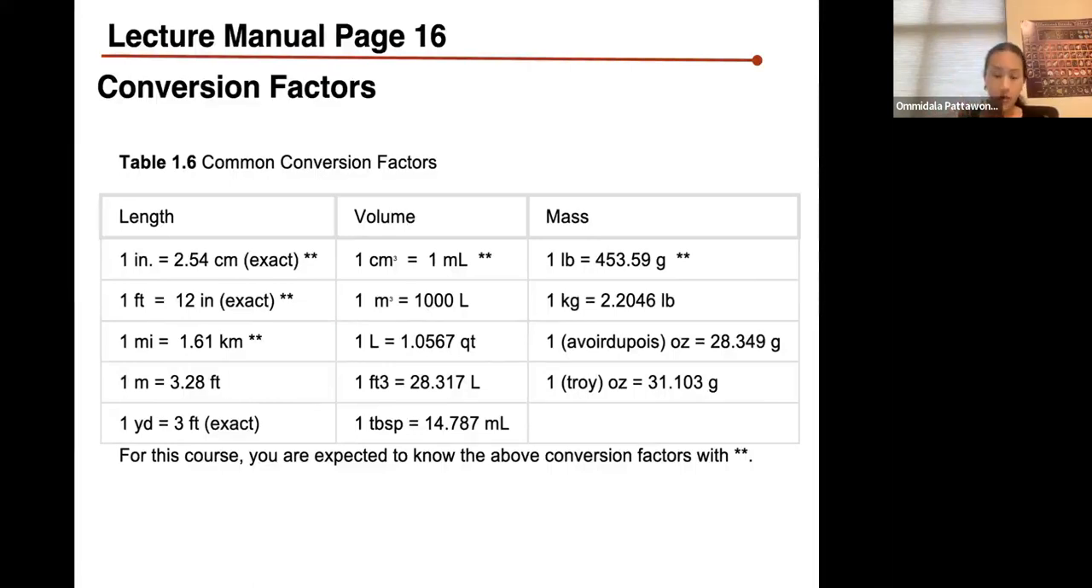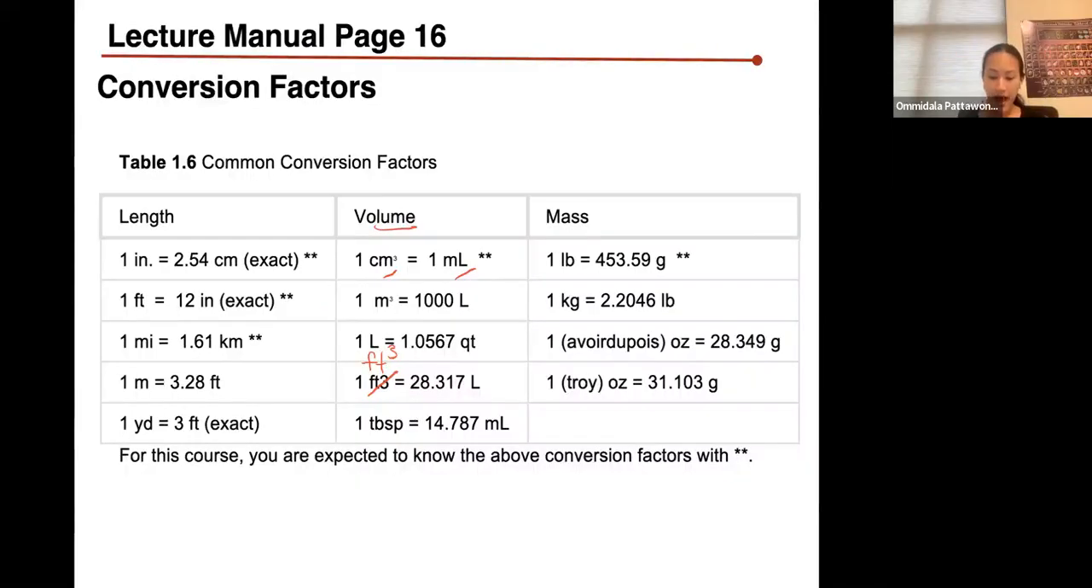So the next one is volume. Same thing here, right? It contains 2 different units that describe volume. Just note that there is a typo here. This one should be FT with superscript 3, so it would be cubic feet. Make sure that you change that.